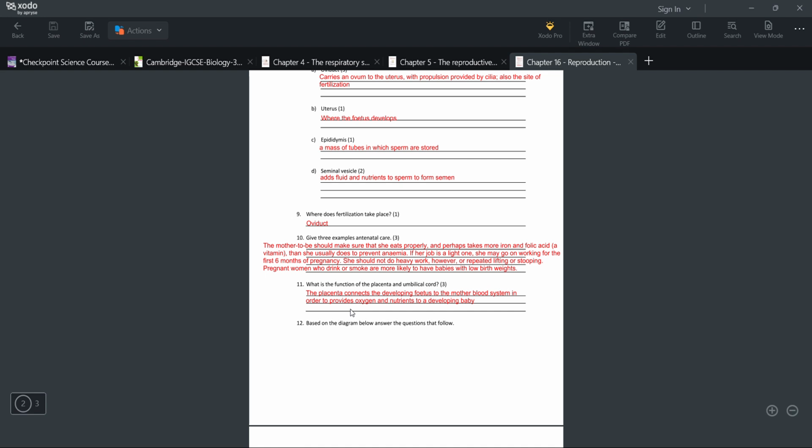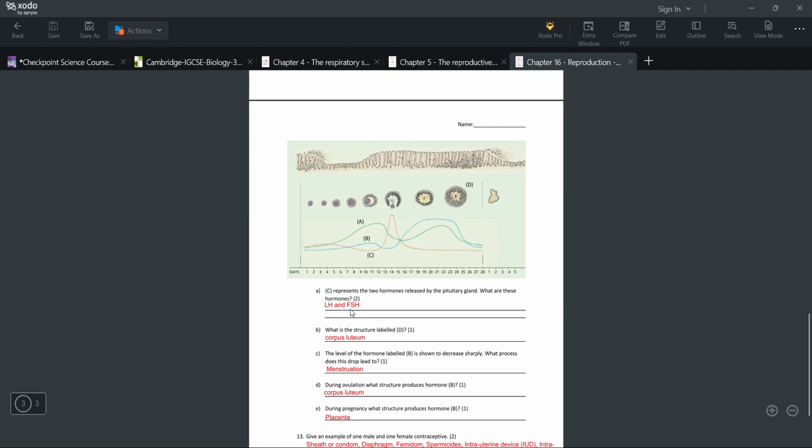What is the function of the placenta and the umbilical cord? The placenta connects your fetus to the mother's blood system in order to provide the baby with oxygen and nutrients, and the umbilical cord connects the placenta to the baby. So you can add that there if necessary. And this diagram, I'm sure you are familiar with.